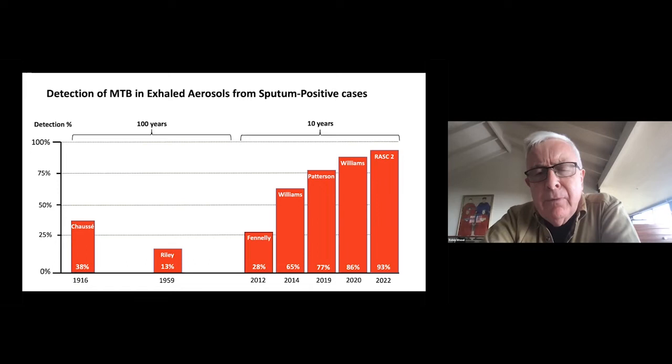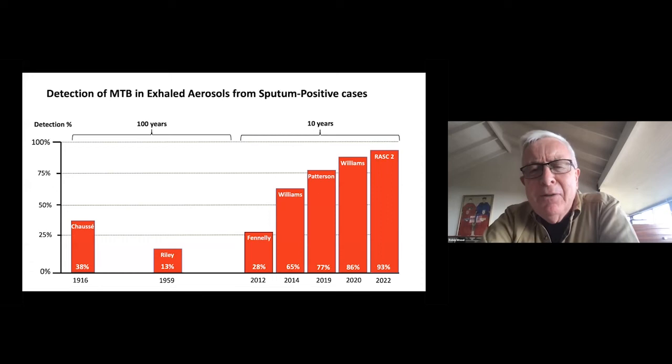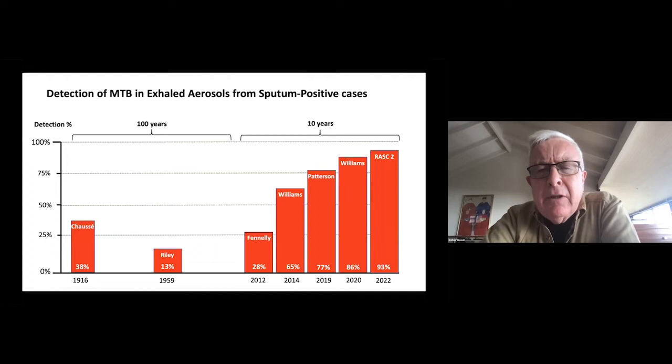Little happened over that 100 years until about 2012, when Kevin Fennelly re-examined the cough box of Chausset, but instead of using guinea pigs, he used colony-forming units on solid media in Anderson impactors. His patients coughed into this box, and he found about 28% of his smear-positive cases could transmit infections to guinea pigs. Things changed dramatically with the work of Carolyn Williams, who used a mask technology in order to capture TB DNA. This allowed the timing of the collection to be much longer. They were using hours as opposed to seconds or minutes. And they managed to get the sensitivity up to about 65%.